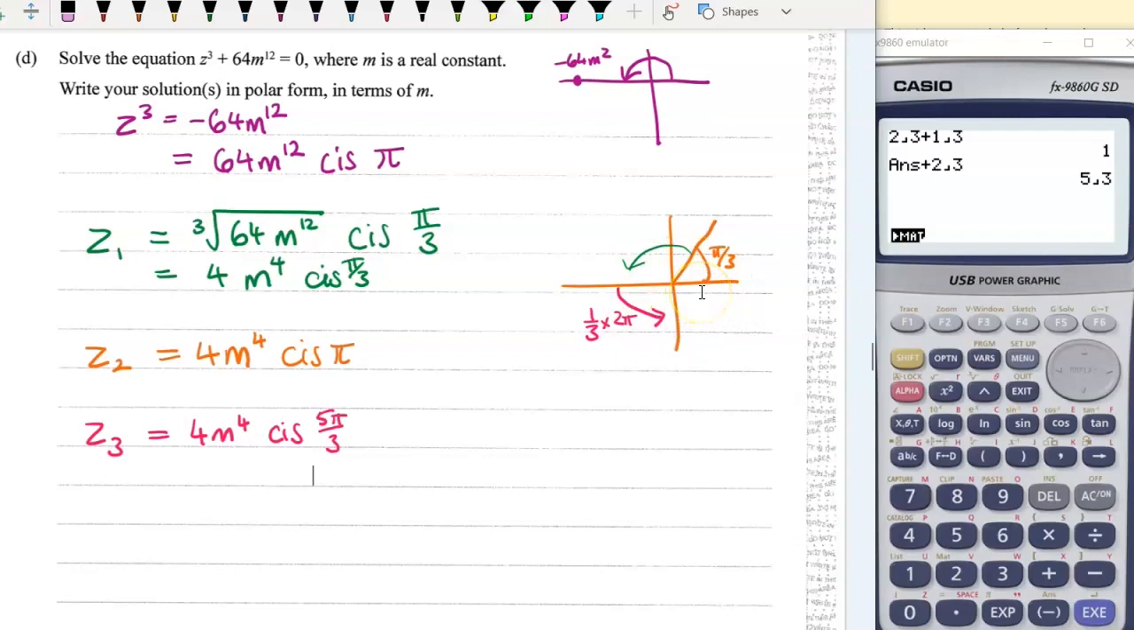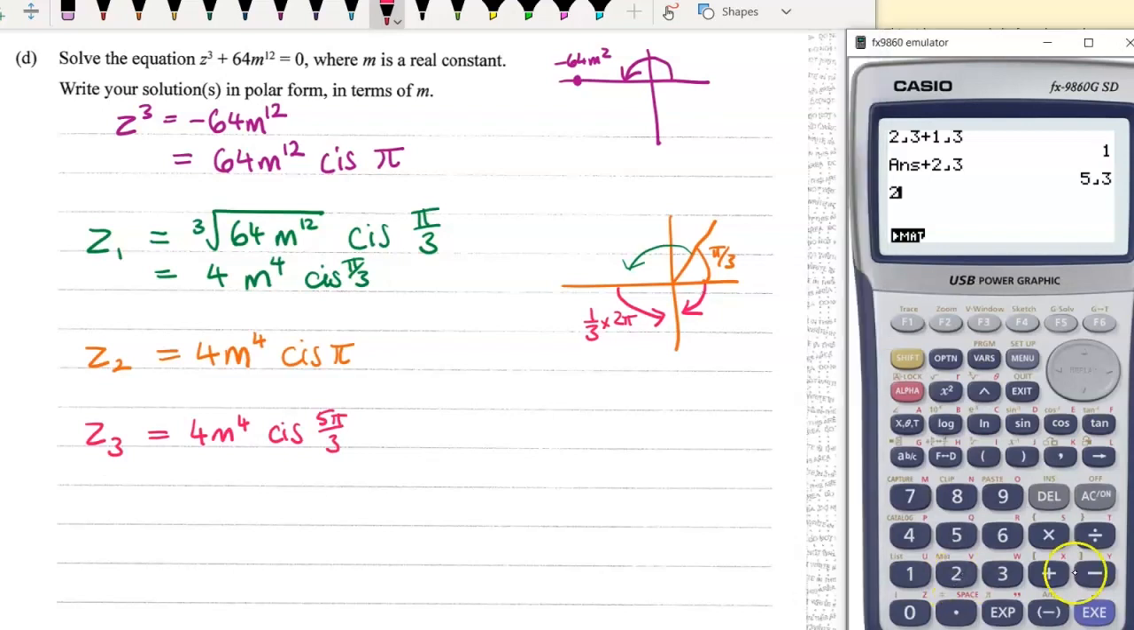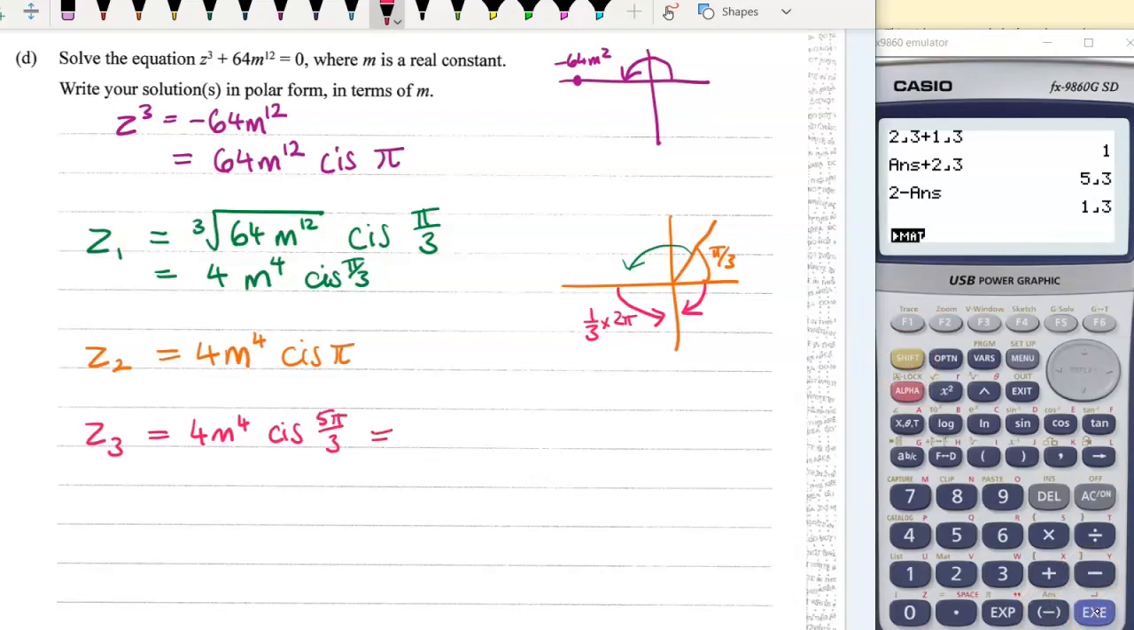So then what we prefer to do is think about what it would be if we came at it from the other direction and make it a negative. So a full circle is 2 pi. Take off that answer, and we've got a third of pi, but in a negative direction. So this is the same as 4m to the 4 cis of minus pi by 3.